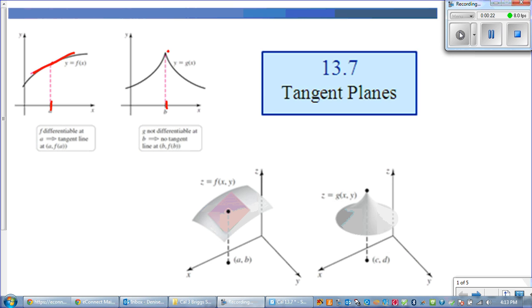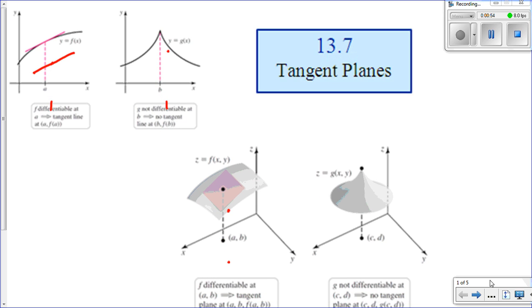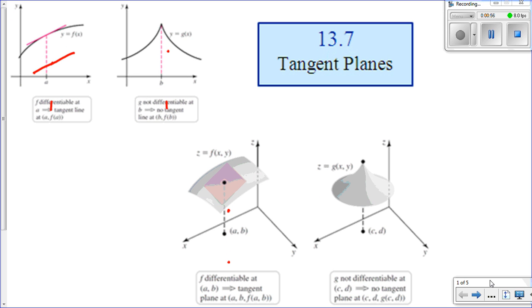Now, we want to look at an analogous idea for a surface. So look at a point in the domain of a surface. The domain of this function f are points in the xy plane. So the point (a, b) in the xy plane will have a point (a, b, f of (a, b)) up on the surface. Now the function is differentiable at that point (a, b) if there's a tangent plane to the surface at the point (a, b, f of (a, b)).